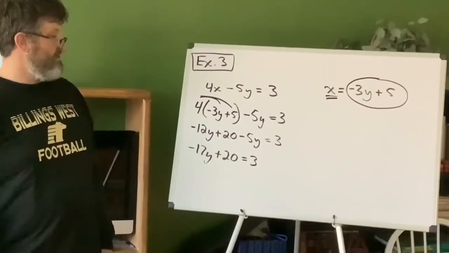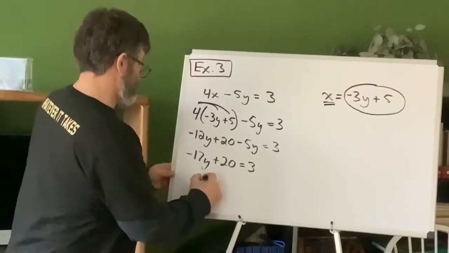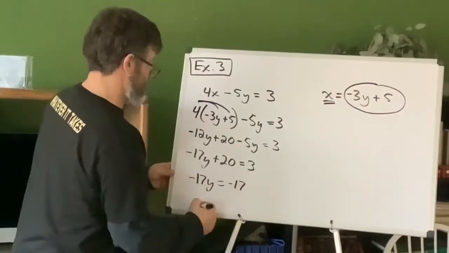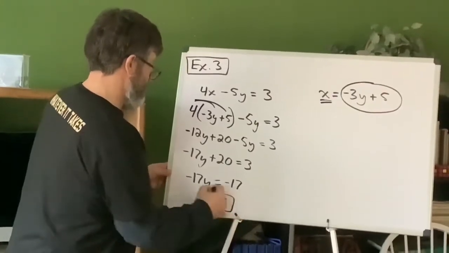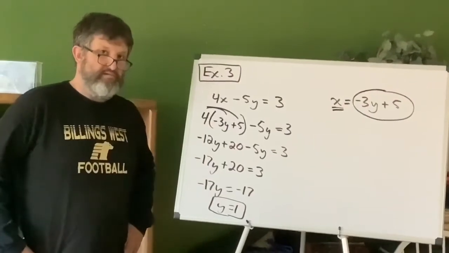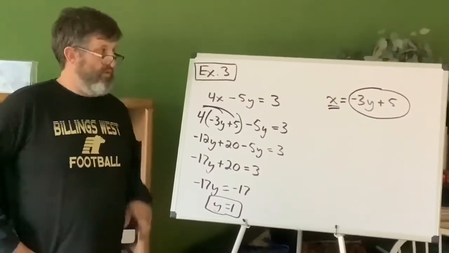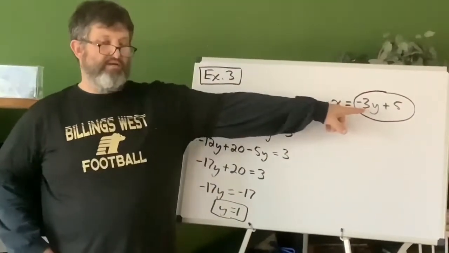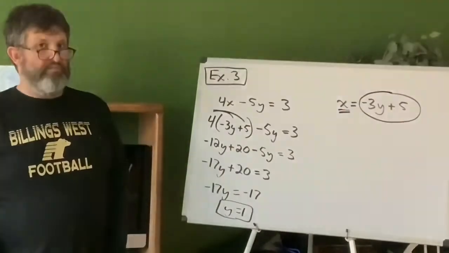Okay, so now what are we going to do? We're going to subtract 20 from each side. So negative 17y equals a negative 17, right? So obviously y has to equal 1. Did you get that right? All right, perfect. Now, if you know what y is, what can you do? We can substitute it in over here, right? All right, push pause and see if you can do that on your own.